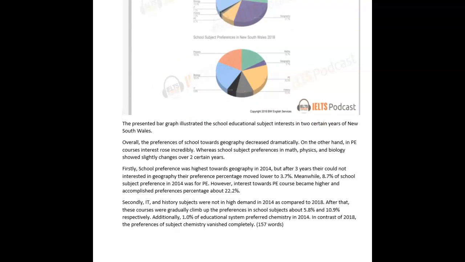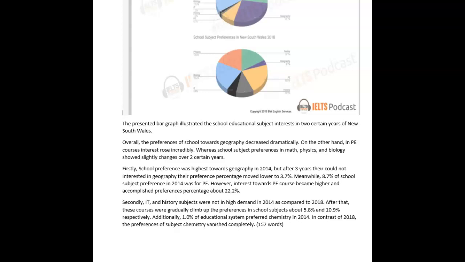All right, let's take a look at what you wrote further down. Overall, the preferences of school towards geography decreased dramatically. On the other hand, in PE, courses interest rose incredibly, whereas school subject preferences in math, physics, and biology showed slightly changes over 2 certain years. Okay, what I'm seeing here is some problems of grammar.